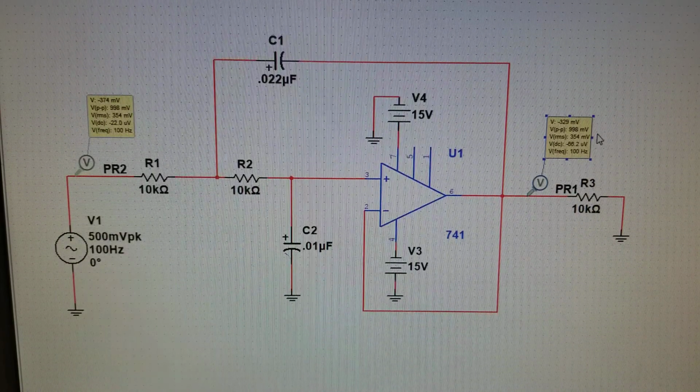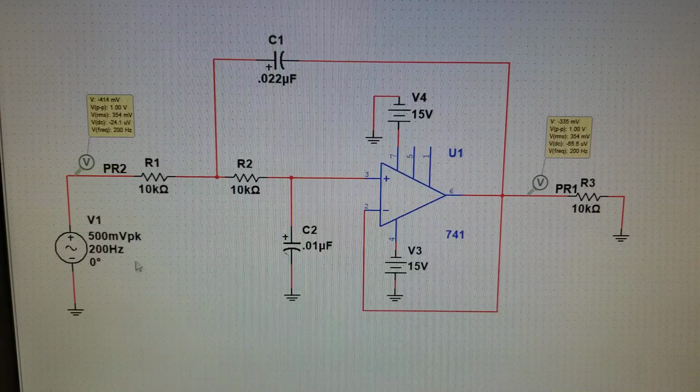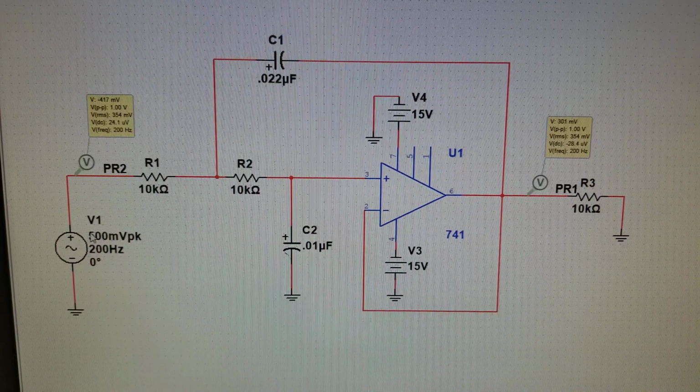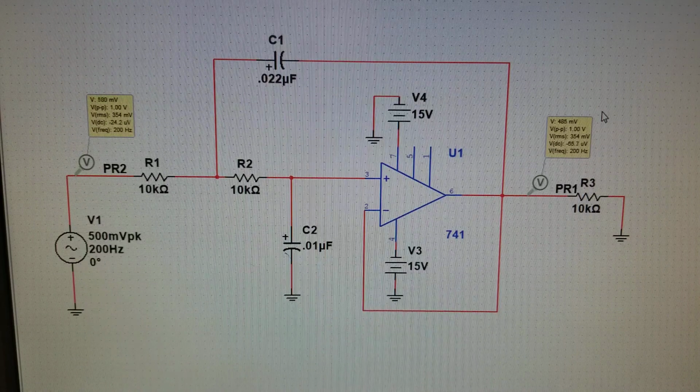And then plugging into the formula to find our dB gain, 20 log of 1 gets us 0. So we have a dB gain of 0 dB. So plugging in 200 hertz as our input frequency, we still have an input voltage of 1 volt and an output voltage of 1 volt. So calculate out your voltage gain and your voltage gain in dB.